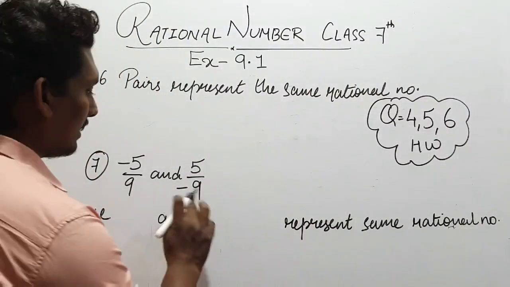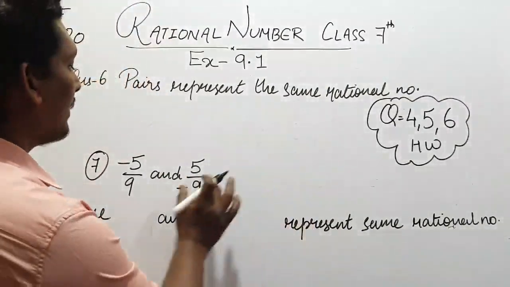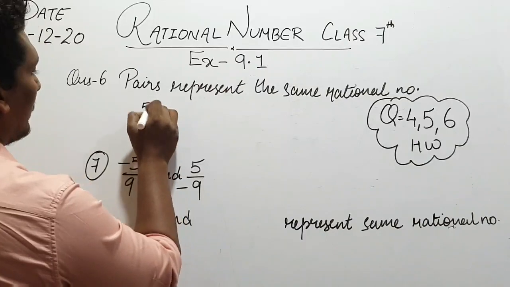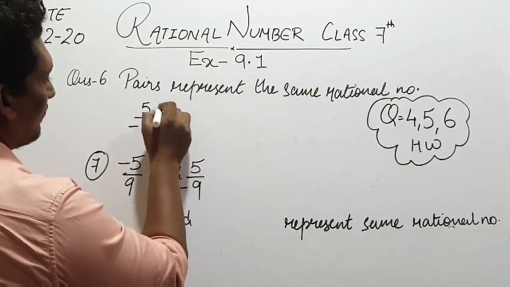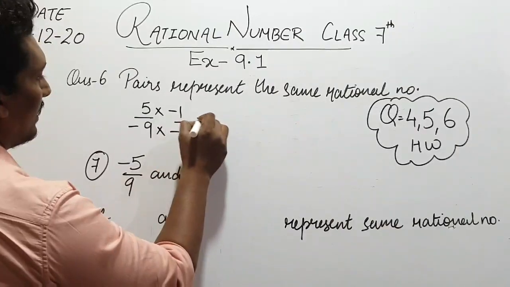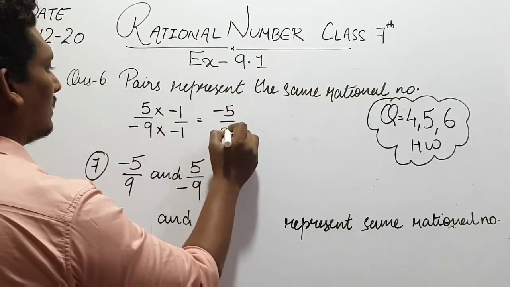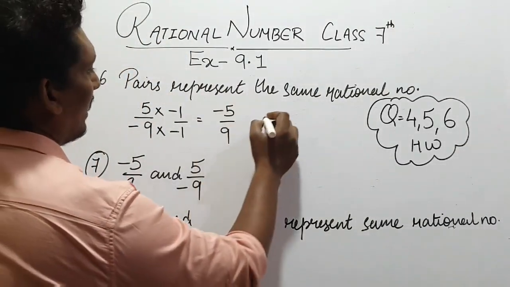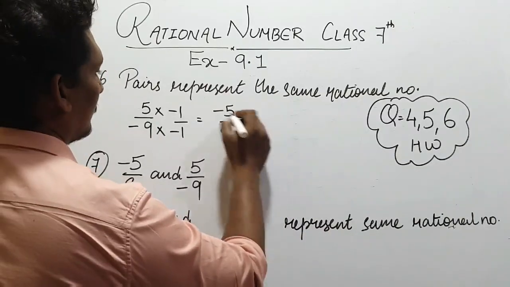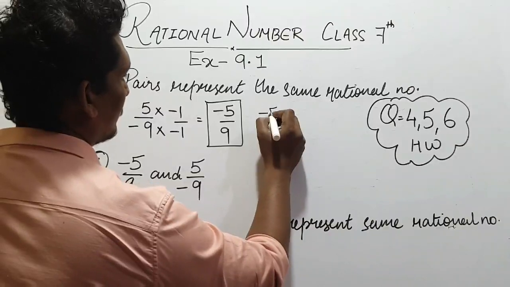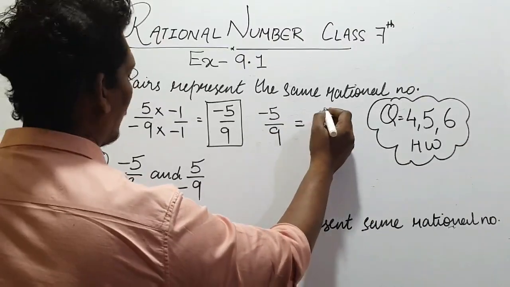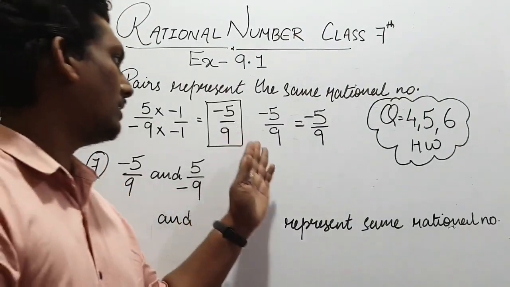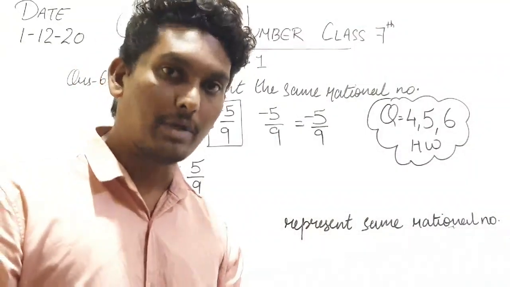Here we can see there is a negative sign in the denominator. First we are going to change this one. So it will become 5 by minus 9 multiplied by minus 1, okay? So minus 5 by 9. So here also minus 5 by 9, and the question is minus 5 by 9 that is equal to minus 5 by 9. So this question also represents the same rational number, right?